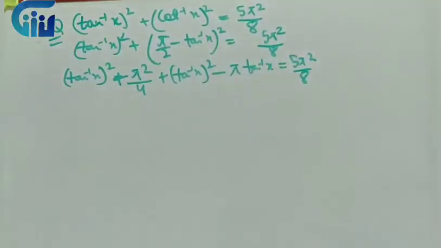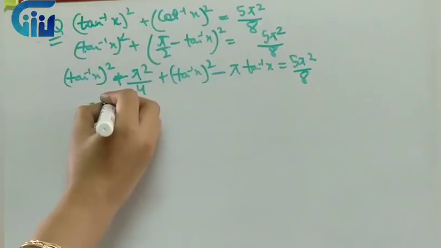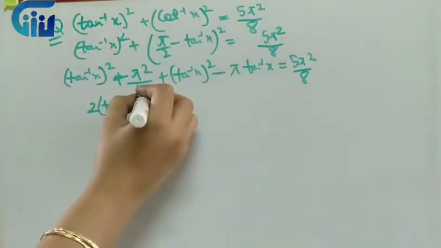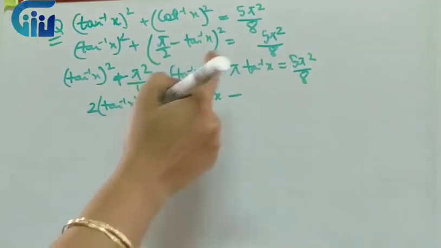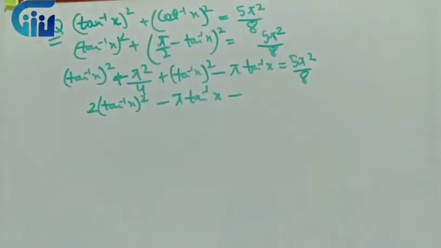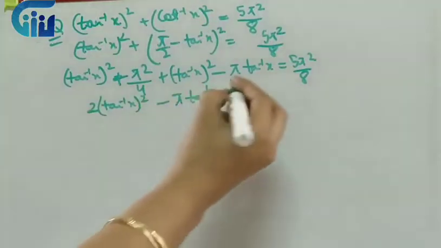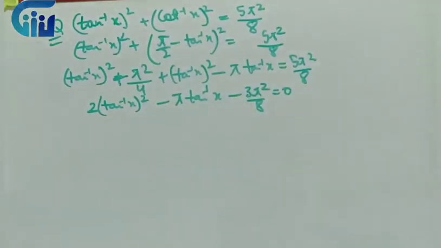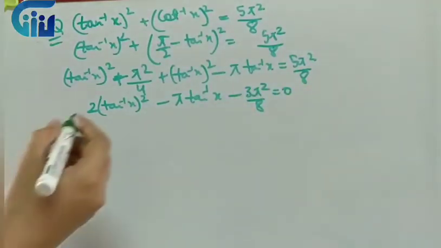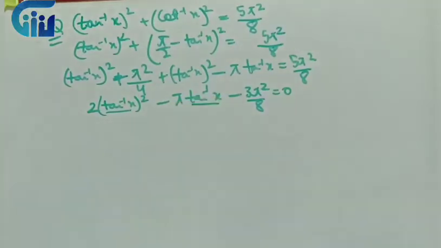If I apply the formula a minus b whole square, a square plus b square minus 2ab, then what we will do, we will arrange this up. So it will be 2 times tan inverse x whole square minus pi tan inverse x. Then over here pi square by 4 minus 5 pi square by 8 will give me minus 3 pi square by 8 is equal to 0. Then if I see this equation carefully, this is a quadratic equation in terms of tan inverse x. If I replace tan inverse x by t, I'll get a quadratic equation.